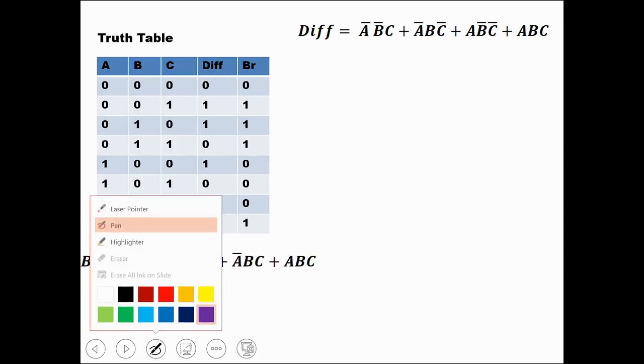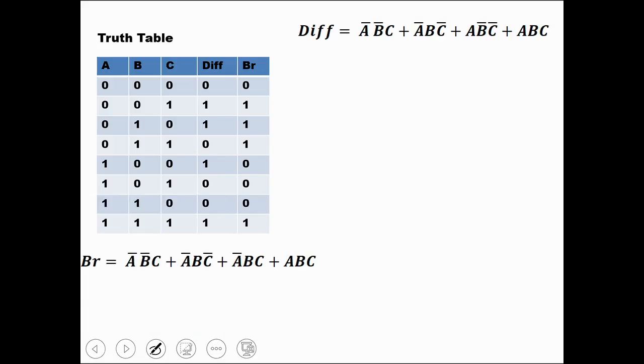From the truth table, we have to select the rows which have high output to write the sum of product expression. So for the difference, second row, third row, fifth row and last row. By combining these 4 product terms, we can write the sum of product expression for difference. For the first output, the product term is A bar, B bar, C, and for the second output, the expression is A bar, B, C bar. For the fifth output, A, B bar, C bar. For the last output, A, B, C.